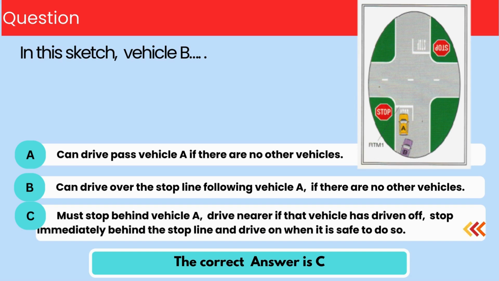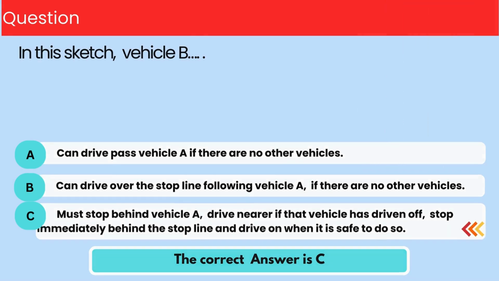Vehicle B must stop behind vehicle A at the stop line, move forward only when vehicle A has driven off, and proceed when it is safe.